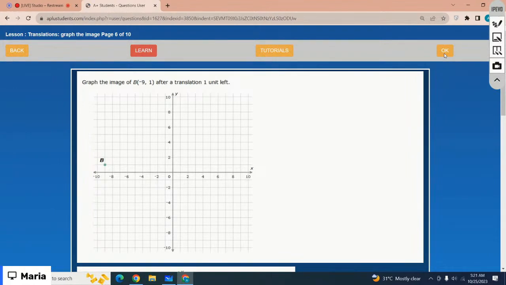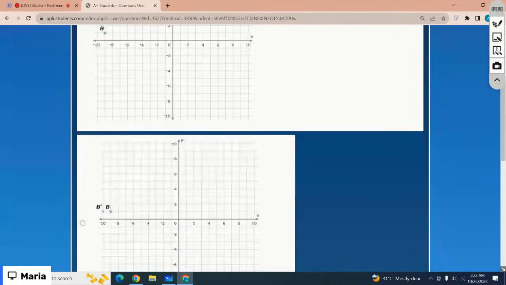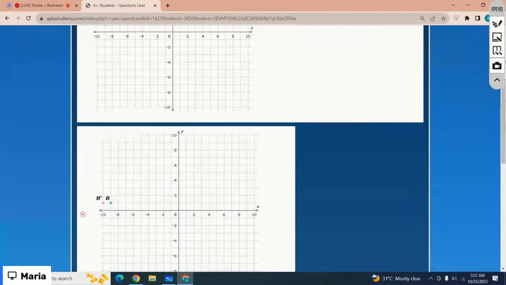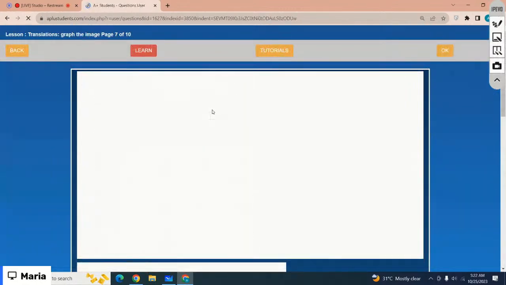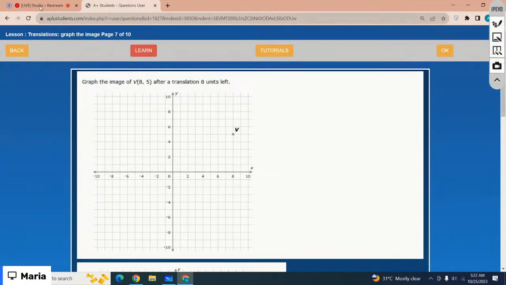Okay, graph the image B negative 9, 1 after the translation of 1 unit left. Negative 9, 1 after translation of 1 unit left. It would be option number 1. Okay, you can complete the lesson by yourself later today. Let's just move on to the next one.